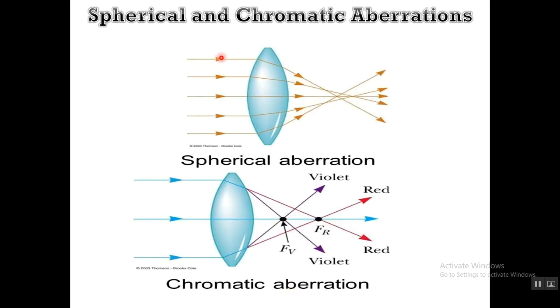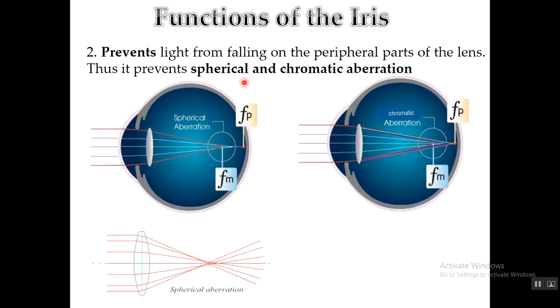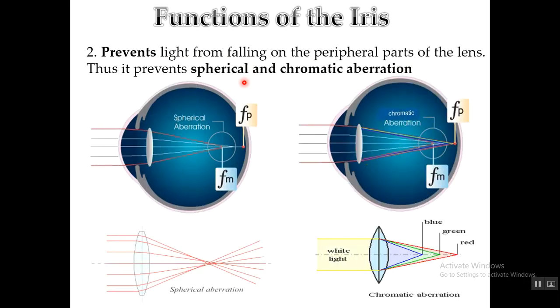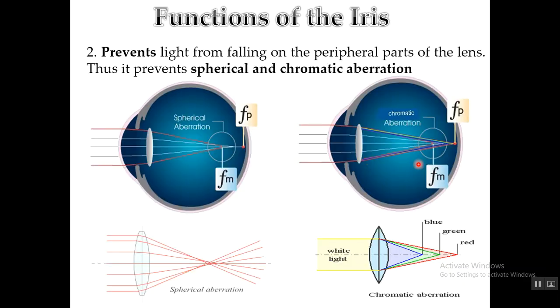What about the iris? The iris prevents light from falling on the peripheral part of the lens, so it prevents the spherical and chromatic aberrations. Look at this. This is the spherical aberration. This is the chromatic aberration. It prevents the light falling on the periphery and allows it to fall on the center, so it prevents spherical and chromatic aberration.